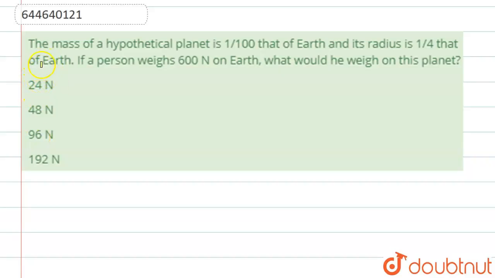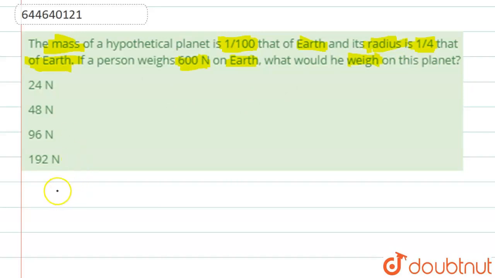Well, hello students. Now we're going to see this question. The question says that the mass of a hypothetical planet is 1 by 100 of that of Earth, and its radius is 1 by 4 of that of Earth. A person weighs 600 Newton on Earth. What would be the weight on this planet? So basically we need to find the weight of the person on this planet.